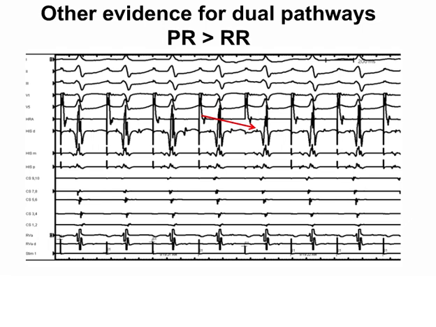AV node reentry, and it can be used as an endpoint, actually, following ablation. If this is present before I ablate the slow pathway, I look to see that this crossover is gone after I ablate the slow pathway. It's a very good initial endpoint for slow pathway ablation.